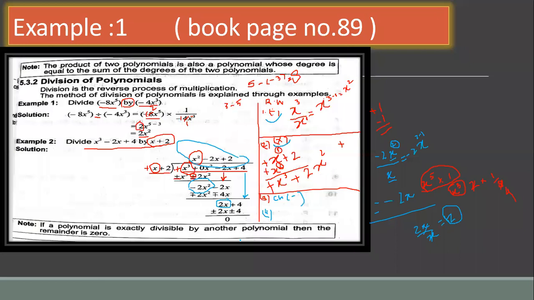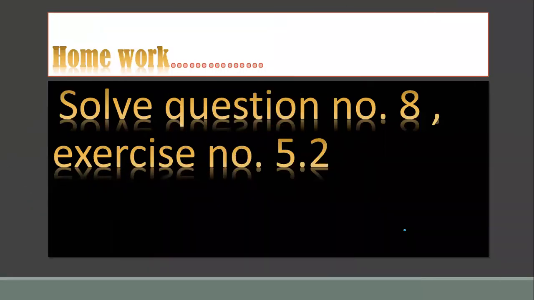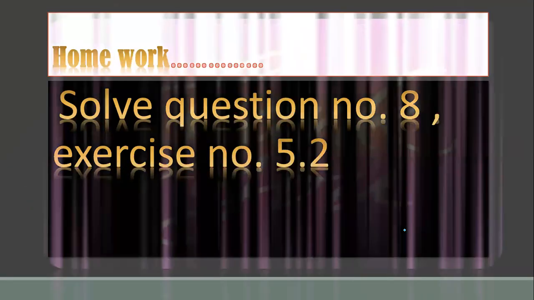Now kindly note, at the end we have a note: if a polynomial is exactly divisible by another polynomial, then the remainder is 0. My time is over. Homework is you have to solve question number 8. You have to solve question number 8. Kindly jot it down in your diaries.